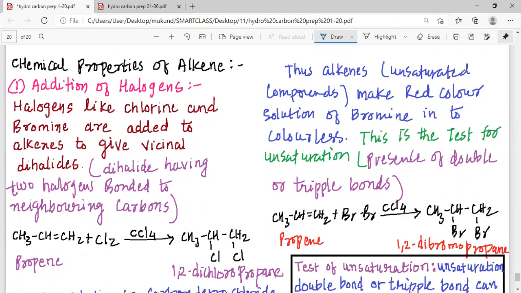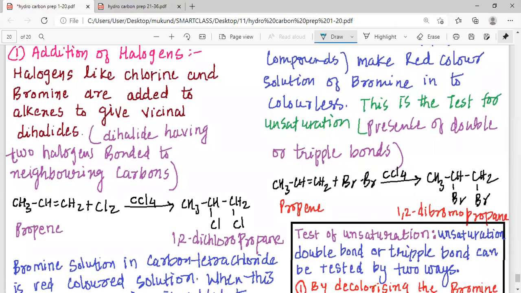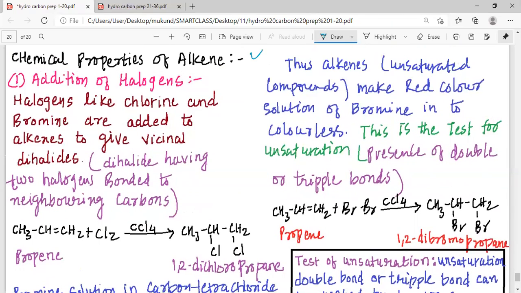Now, my dear students, we want to study the various chemical properties of alkene. While studying the various addition reactions, we have studied very important properties of alkenes like addition of HBr, and we have even studied the ozonolysis of alkene. Now, those properties which we did not study, let us study them in this portion.